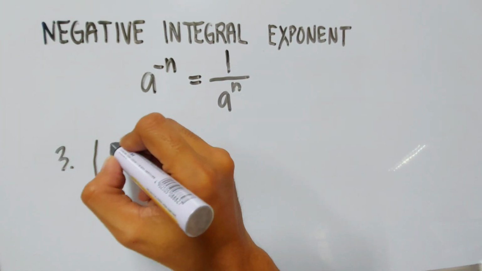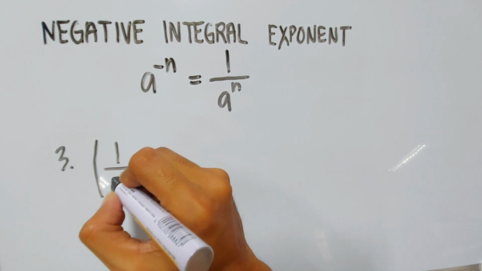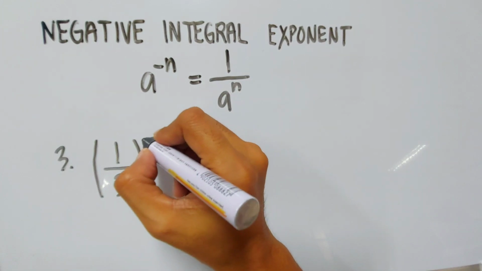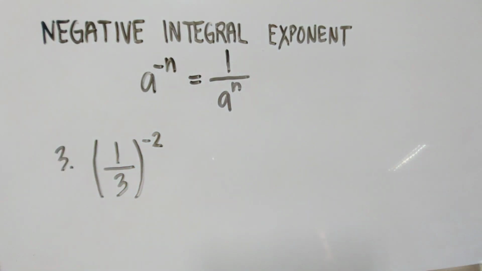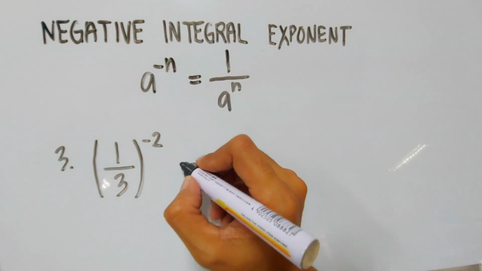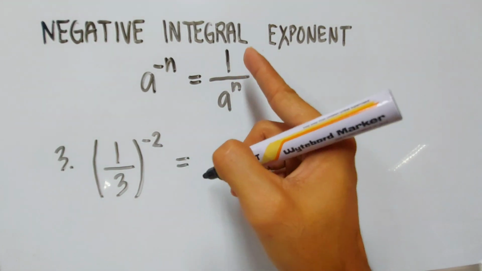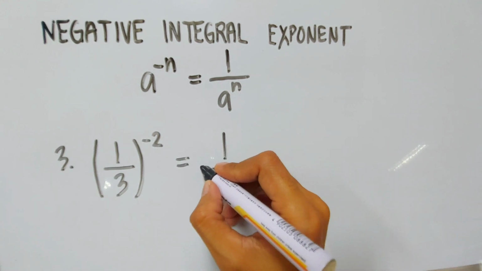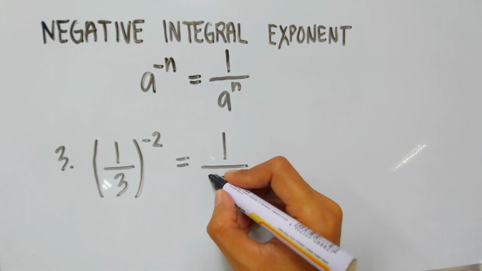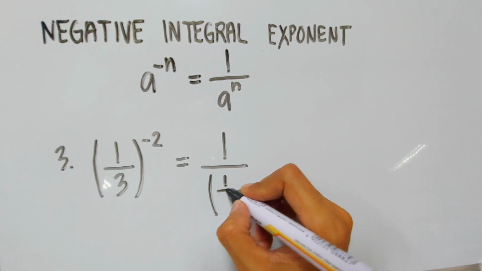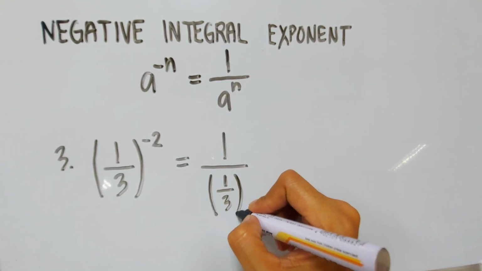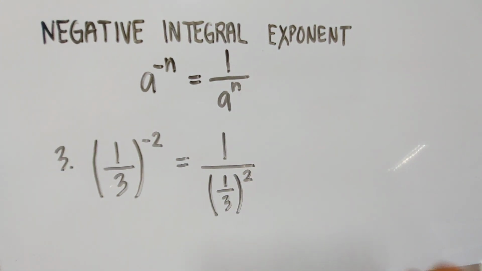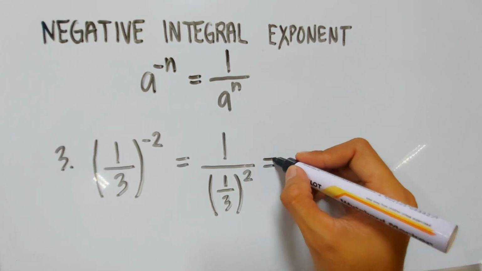Given the quantity of 1 over 3 raised to negative 2. Mapapansin nyo, negative pa rin yung exponent natin. So, magkakaroon tayo ng numerator na 1 over yung 1 over 3 raised to negative 2. Gagawin natin siyang denominator. And then, yung negative 2 magiging positive. And then, after that, anong susunod na step?